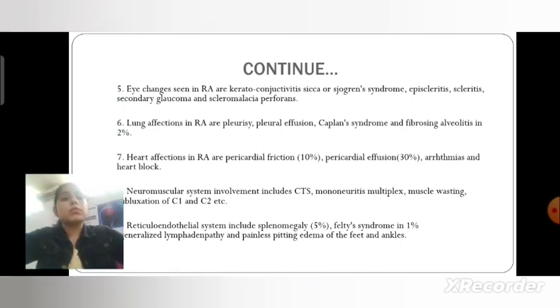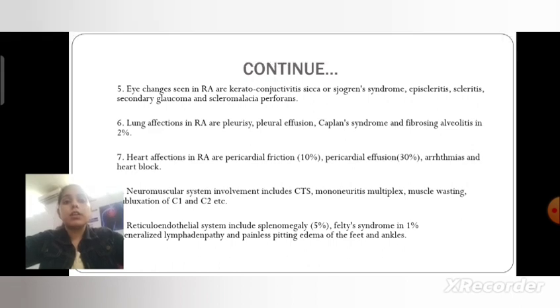The next effect is on the eyes. Eye changes seen in rheumatoid arthritis are keratoconjunctivitis sicca or Sjogren's syndrome, episcleritis, scleritis, secondary glaucoma and scleromalacia perforans. The next effect is on the lungs. Lung affections in rheumatoid arthritis are pleurisy, pleural effusion, Caplan syndrome and fibrosing alveolitis in 2%.